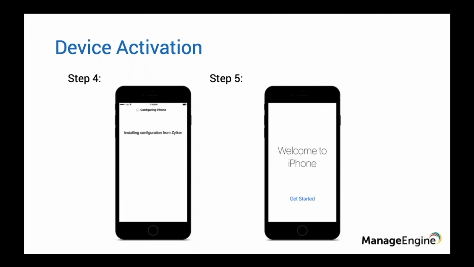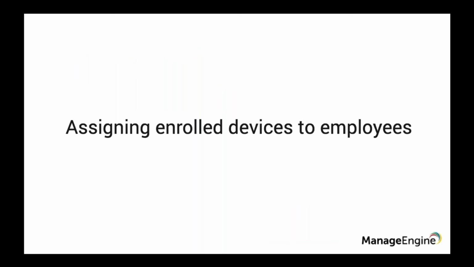As you can see, if apply configuration is selected, the configuration is installed, and the very next step is to start using the device. That's it. As we selected no setup steps to be shown, there were none shown on the device as well. And the last step would be assigning enrolled devices to employee.